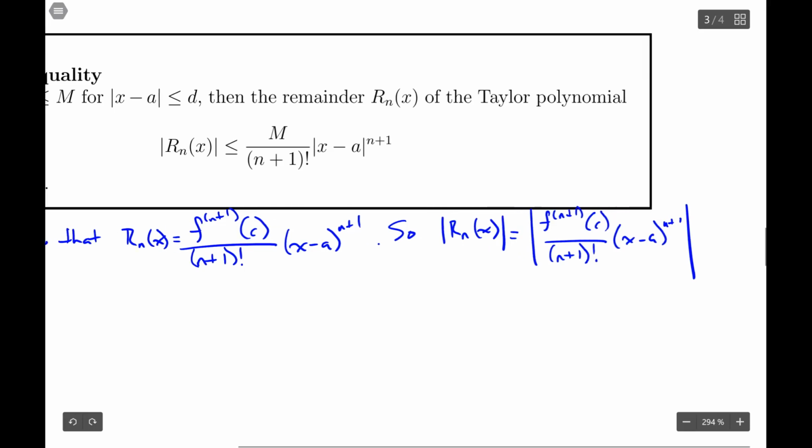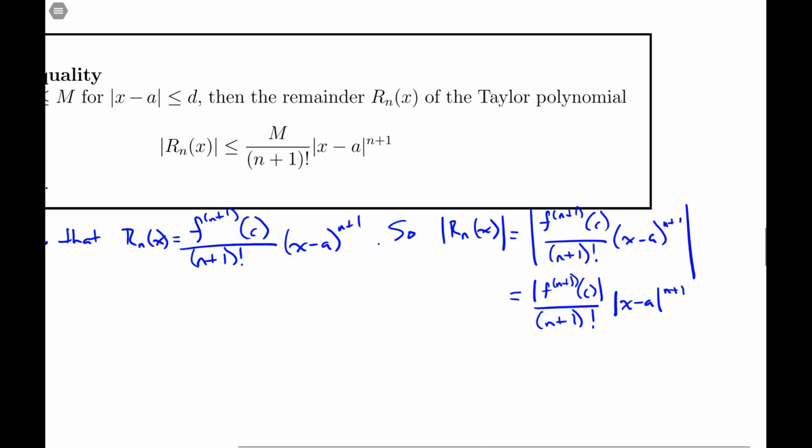But notice that the denominator here, the n plus 1 factorial, is always positive, so I don't actually need that inside of an absolute value. The n plus first derivative at c, I don't know whether that's positive or negative, so that absolutely does need the absolute value. And the x minus a could absolutely be negative, so we need to make sure that also contains our absolute value. This is what the absolute value of r sub n looks like.